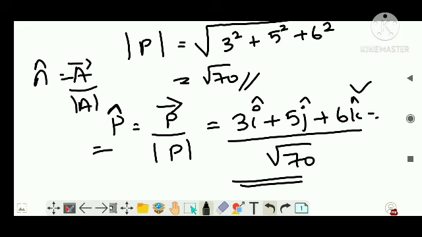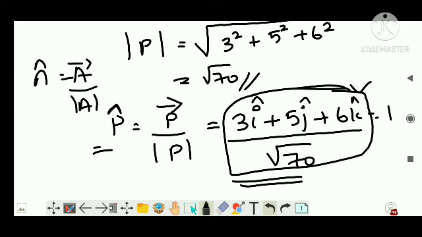Clear? Its magnitude will be 1, but this is how it is supposed to be found. If you are asked how to find the unit vector, you have to just divide the vector by its magnitude. Clear? Right? Easy. Clear?